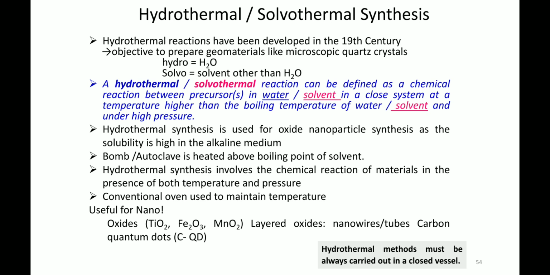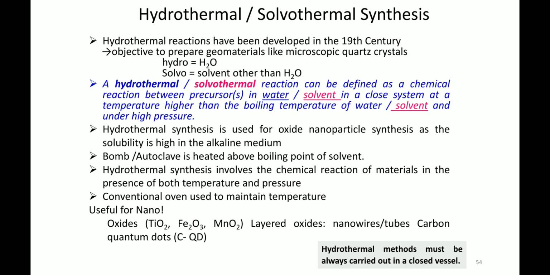Is it useful for nano? Yes. Oxides like TiO2, Fe2O3, MnO2, this type of oxides can be easily prepared. In addition to these, layered oxides, nanowires, nanotubes, carbon quantum dots, all other kinds of materials and with different morphologies are possible to synthesize with the help of the hydrothermal method.